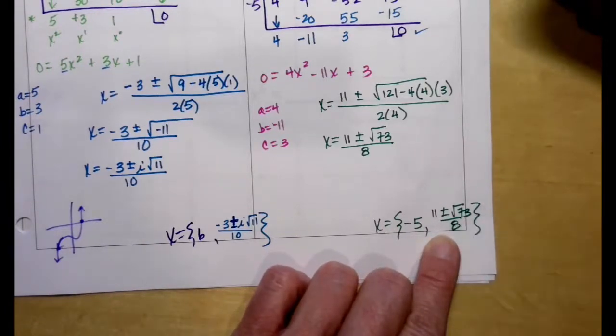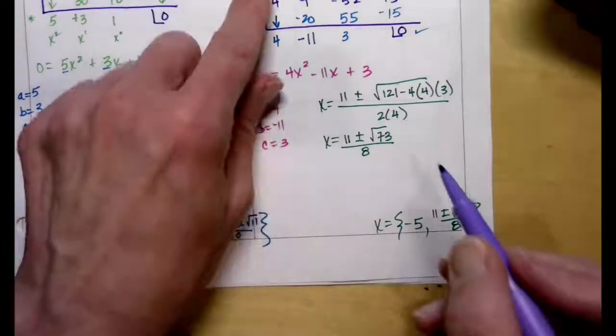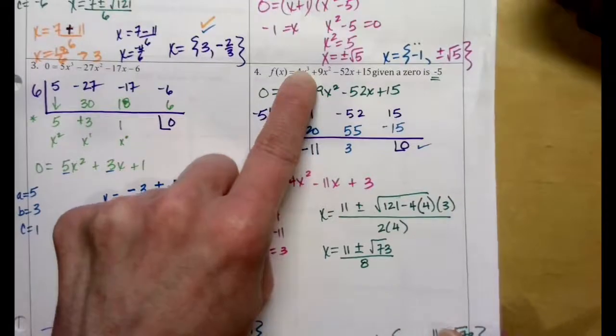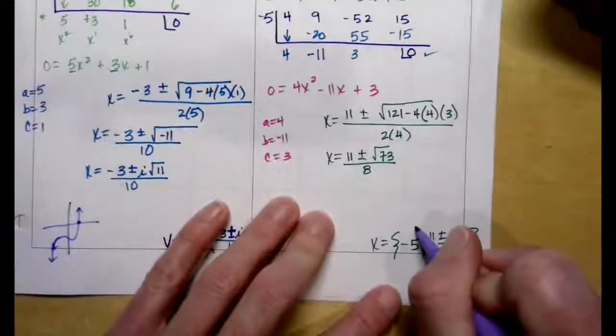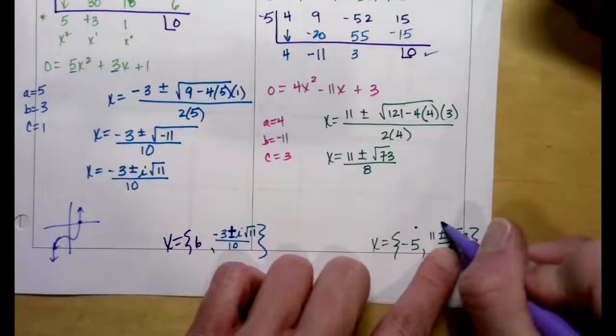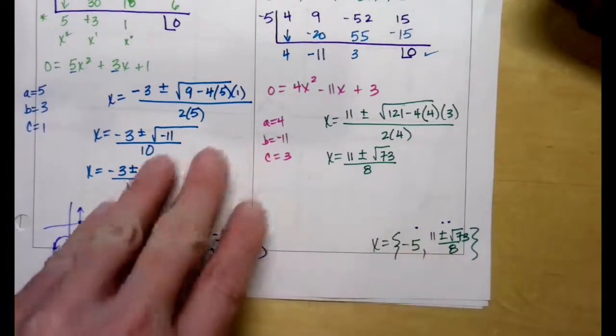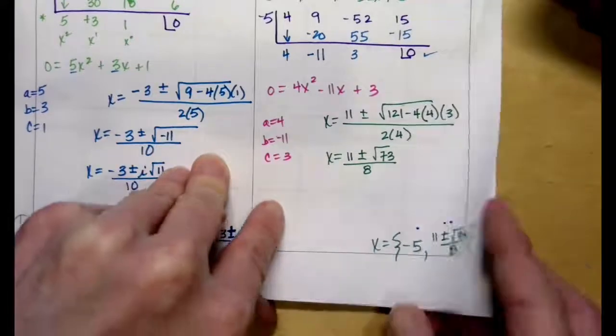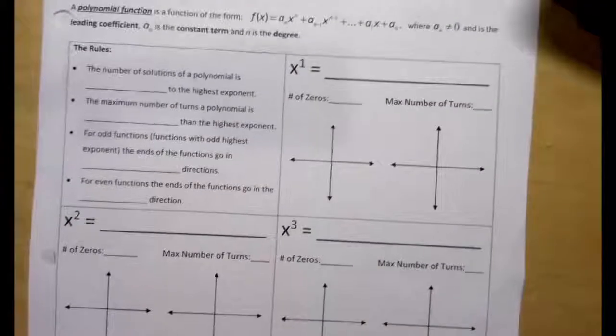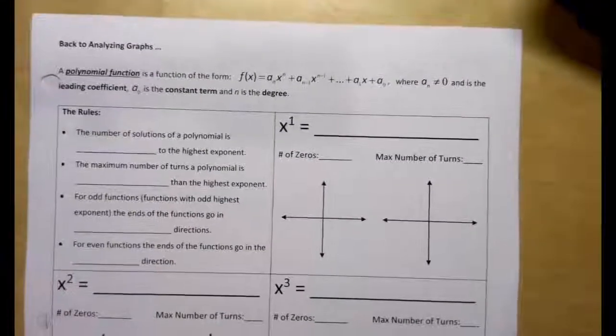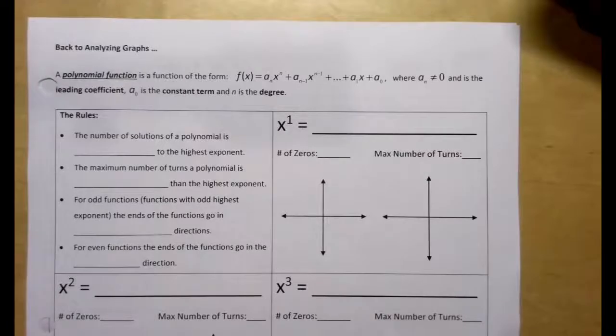So here we go. Are you ready? I needed to find 3 answers because I have 3 x's. Here's 1. And then this plus or minus gives me my other 2. All right, good job with that practice. When we look at the back, here's an analyzing graphs that's worth a conversation. And we'll do that on a separate video.